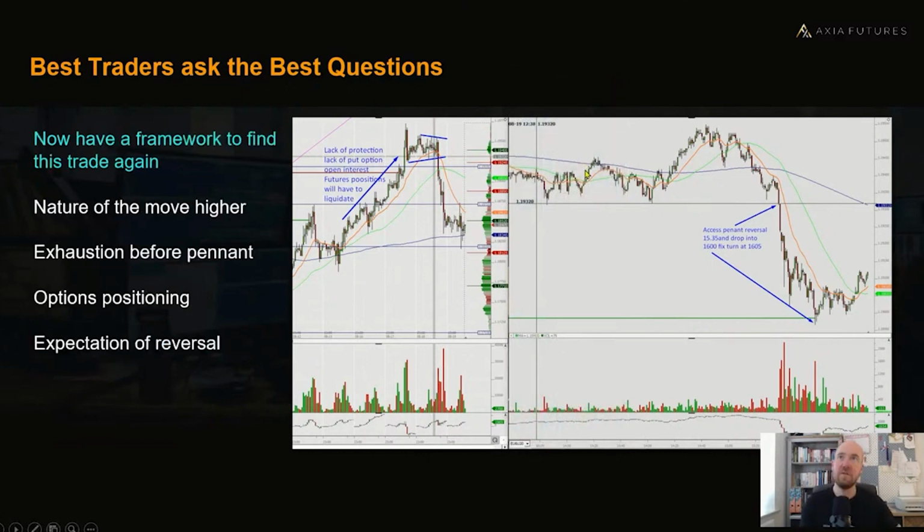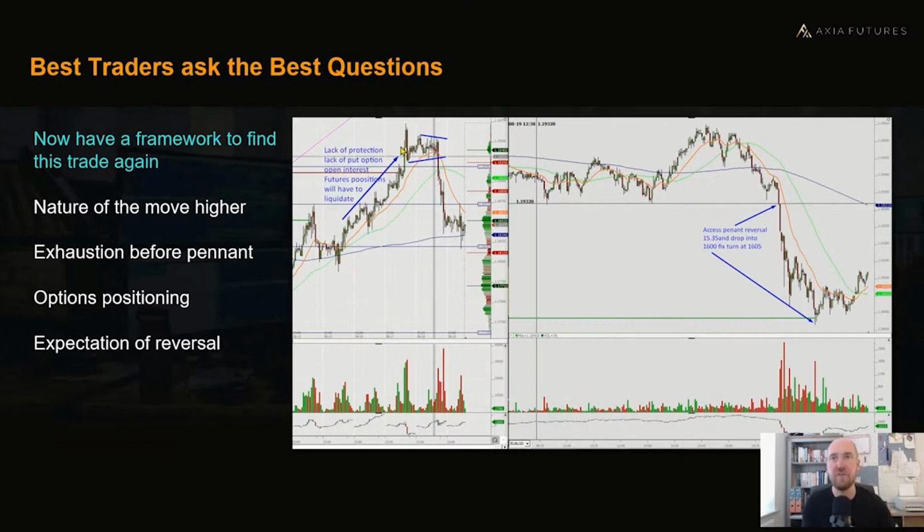So what you've now managed to give yourself is a framework to find that trade again. Rather than just looking at one thing, the option positioning, and making that your reason to get into a trade, you've now got an idea of looking at the structure of the move beforehand. This grind up and extension higher now can get you to start looking at how option positioning has changed. So each step along the way leads you to look for a new question. It leads you to look for more information.